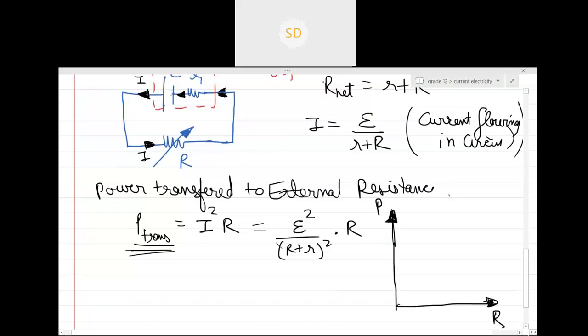What is the total power supplied by the battery? We are not talking about that. We are talking about only that part of the power of the battery which is supplied to this external resistance.